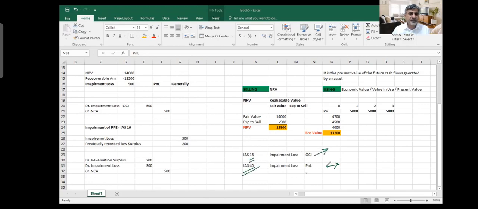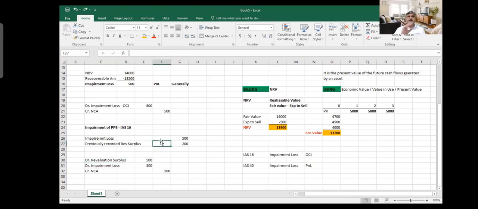But for both of them, before you take them to OCI or to P&L, you must check if there is some revaluation surplus available or not. If it is available, then reduce the amount. Let's suppose that you have a previous revaluation surplus of 500. You have an impairment of 500 and your previous revaluation surplus is also 500. In this case, there is no impairment loss, because whatever went up has now gone down. So debit revaluation surplus 500, credit OCI 500. So it depends on what you have there.